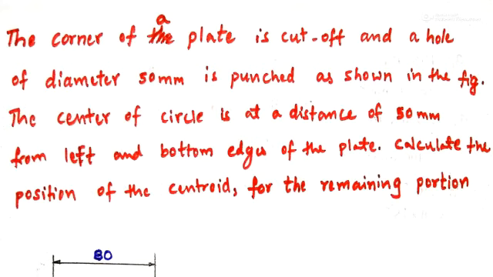Now we are seeing a problem from the topic centroid. The corner of a plate is cut off and a hole of diameter 50 mm is punched as shown in the figure. The center of the circle is at a distance of 50 mm from the left and bottom edges of the plate. Calculate the position of centroid for the remaining portion.